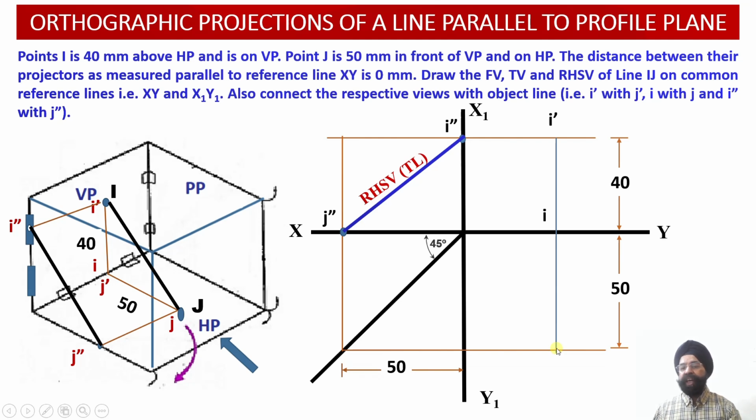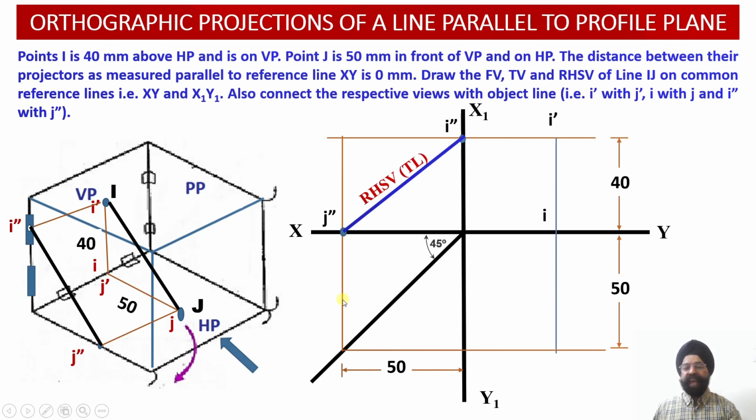So this point J, I could have obtained from the side view as well. Please see, this is the distance of the point J from the vertical plane, which happens to be 50 millimeter. Through this transfer line, the distance of point J from the vertical plane can be transferred from the profile plane onto the top view plane over here. So this is the distance of point J from the vertical plane as it is seen by the observer looking at the point J from the side view.